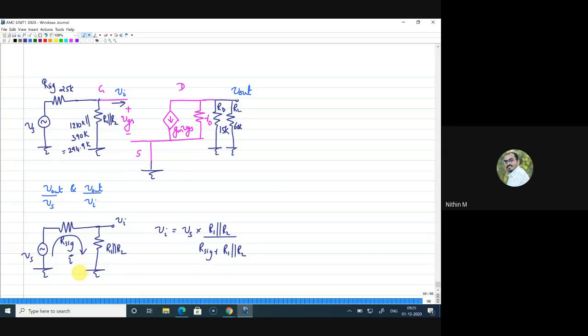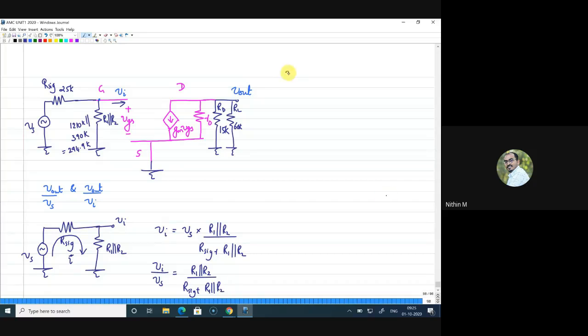So this is on this side. So now from this, what I can write is Vi by Vs, and that is equal to R1 parallel R2 divided by R signal plus R1 parallel R2. That is done, Vi by Vs. Now, I look at the output side.